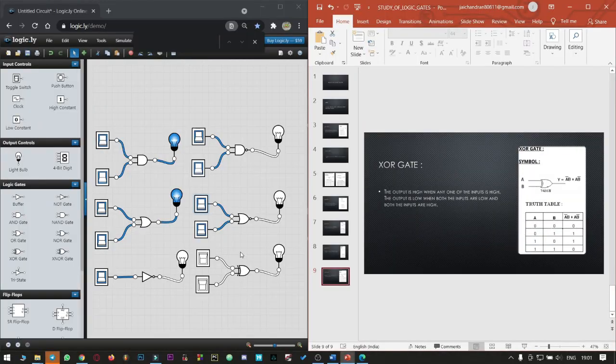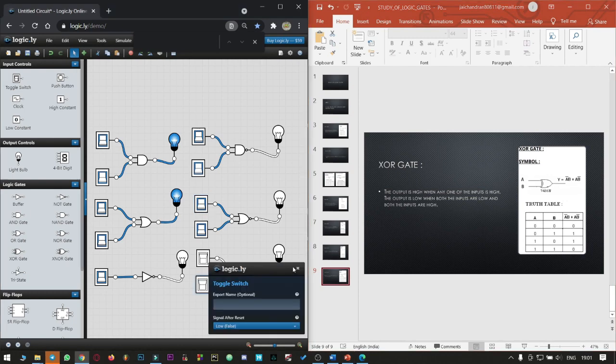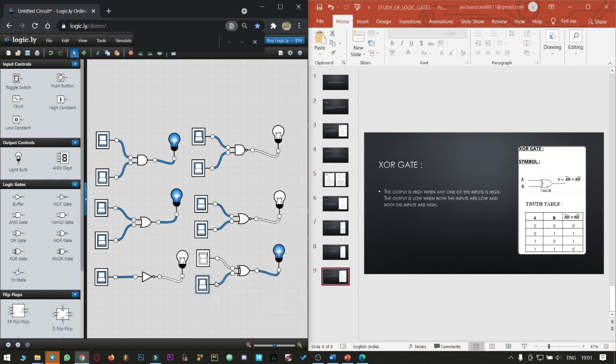So from the truth table, we could see that when both the inputs are disabled, the output is disabled, or the output is 0. So when I turn on any one of the inputs, we could see the light glowing, or the output to be 1. So when I turn on this input, the output seems to be 1. But when I turn on both the inputs, the output becomes 0, or the output gets disabled. So that's how an XOR gate functions.